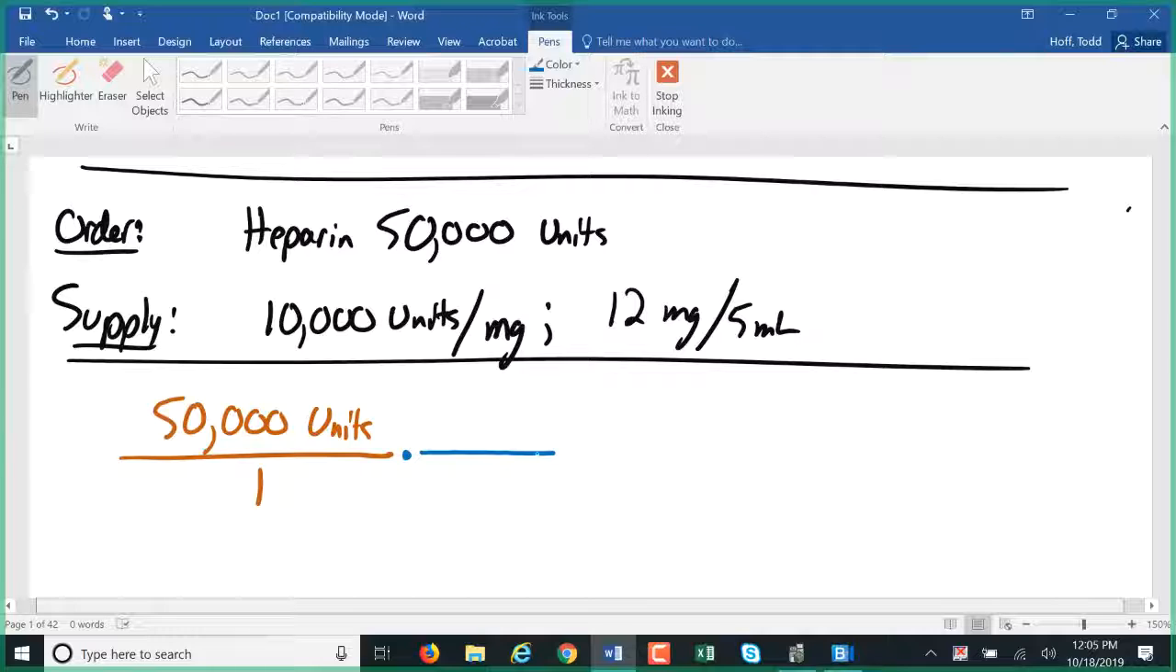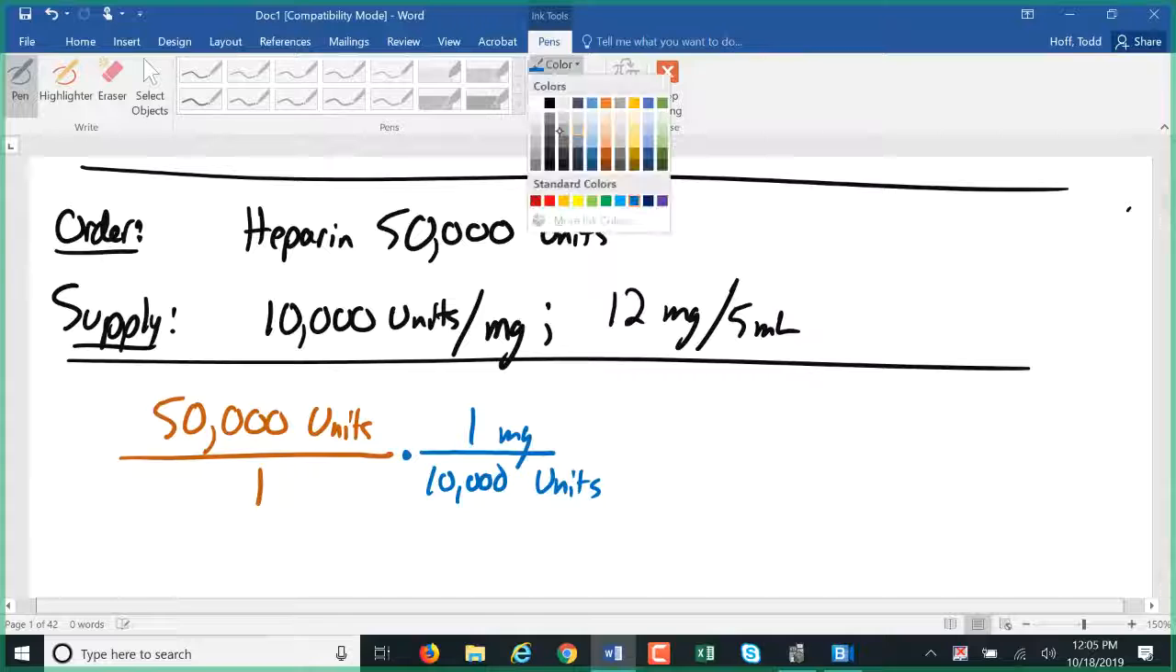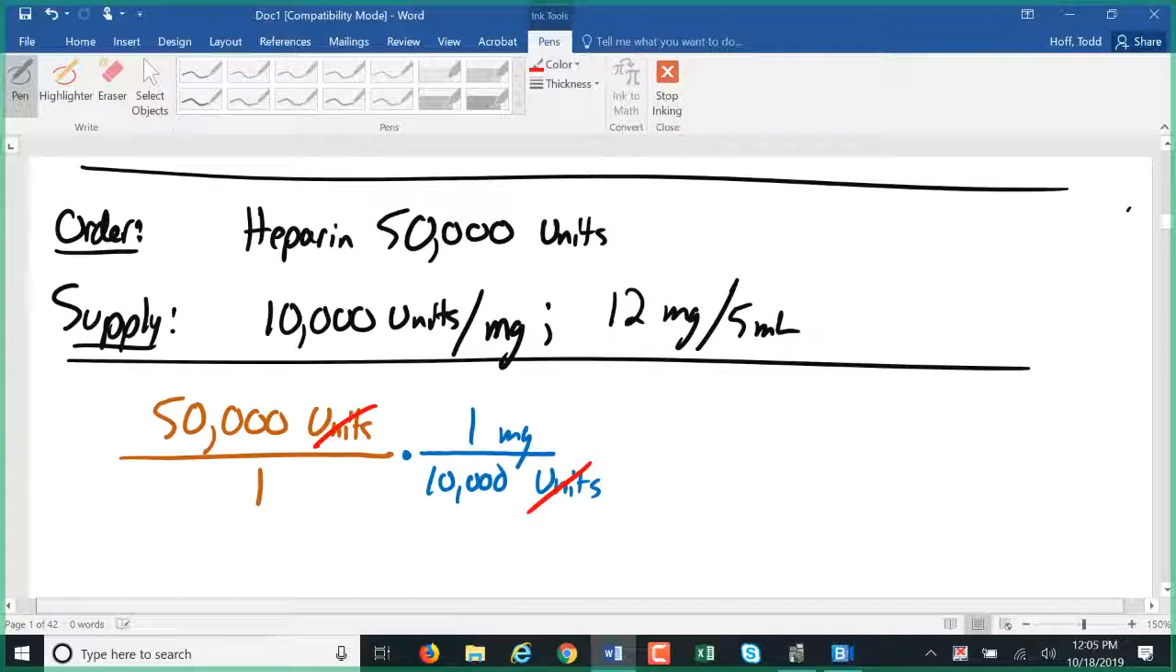Take a look and see how you're doing on this. And then 5 and 12. We're going to start out with the doctor's orders of 50,000 units over 1. And now we're going to get rid of units. 10,000 units in 1 milligram cancels out the units. Now we have milligrams. We're going to get rid of milligrams. Our next equivalency does that.